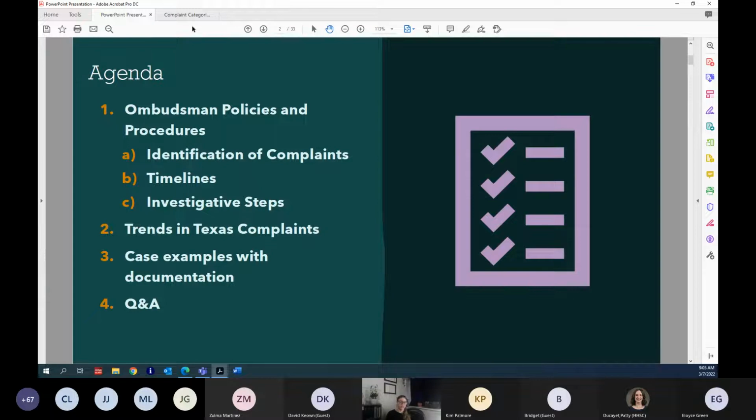And then really that show and tell portion where we'll walk you through how to properly document your cases and complaints in the ombudsman database. We'll also have probably a good amount of time for some questions and answers.